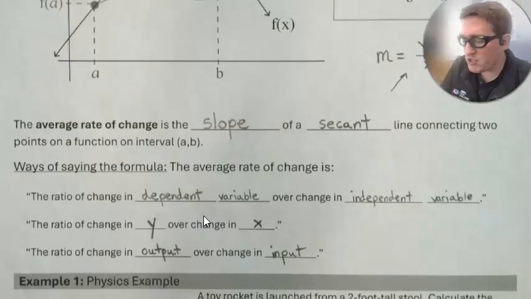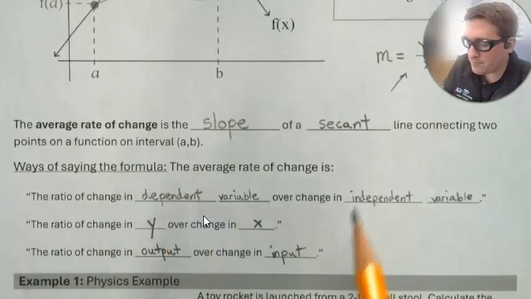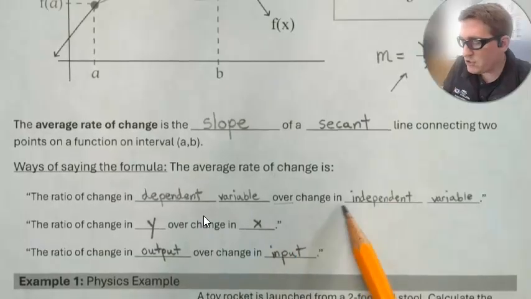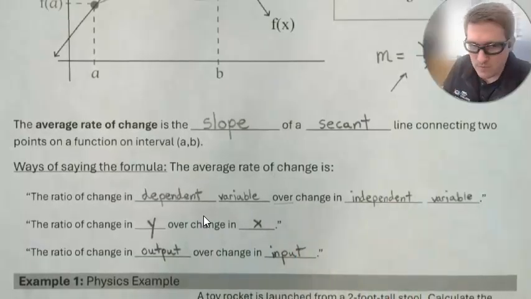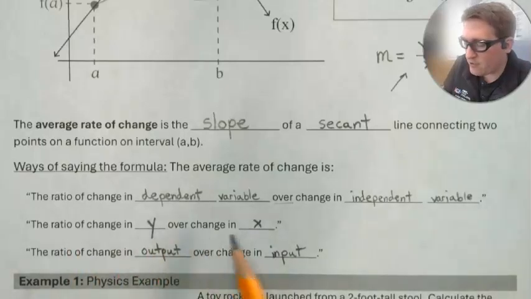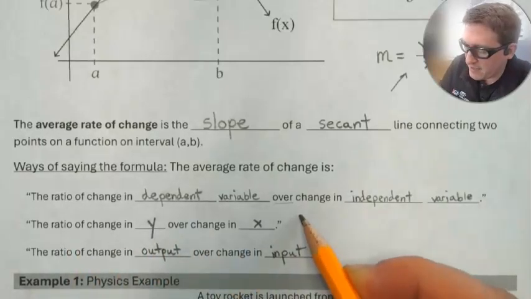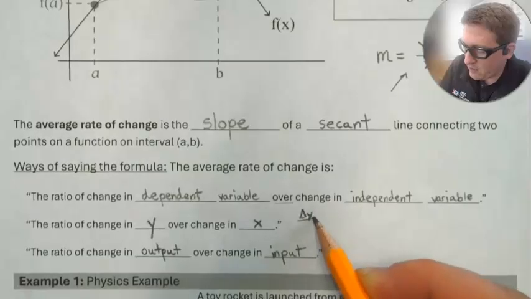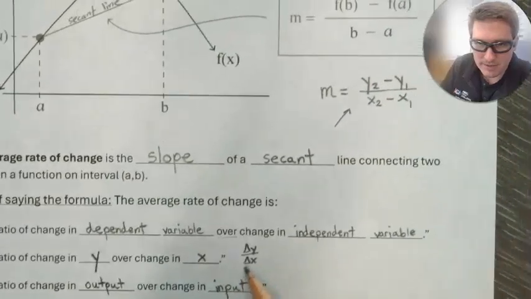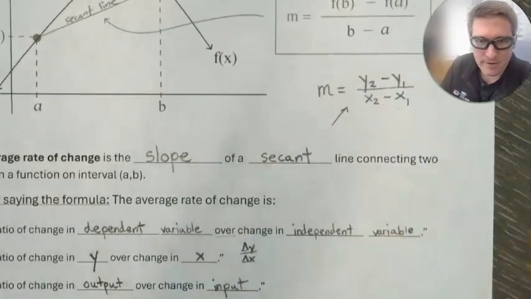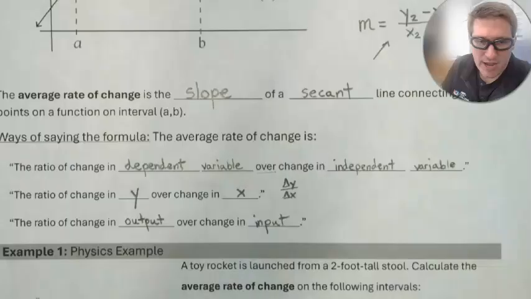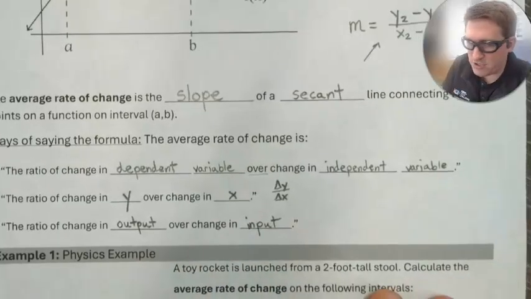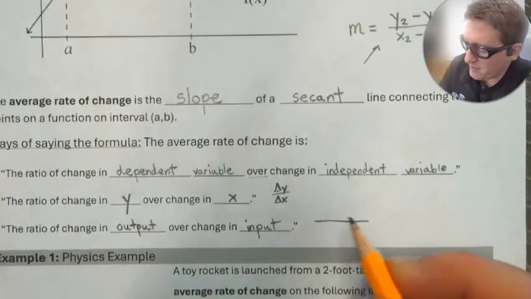So the average rate of change is basically the ratio of change in the dependent variable over the change in the independent variable. Or in other words, it's the ratio of change in y over the change in x. Sometimes you'll see that as delta y over delta x. Okay, change in y over change in x, which is basically this formula right here. Or it's the change in output over the change in input. That one's the easiest to memorize.